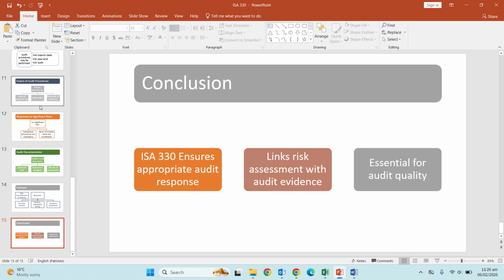So to conclude, we can say that ISA 330 is a key auditing standard that links risk assessment with audit responses. It ensures that auditors design and perform appropriate procedures to respond to assessed risks and obtain sufficient appropriate audit evidence, thereby improving overall audit quality.